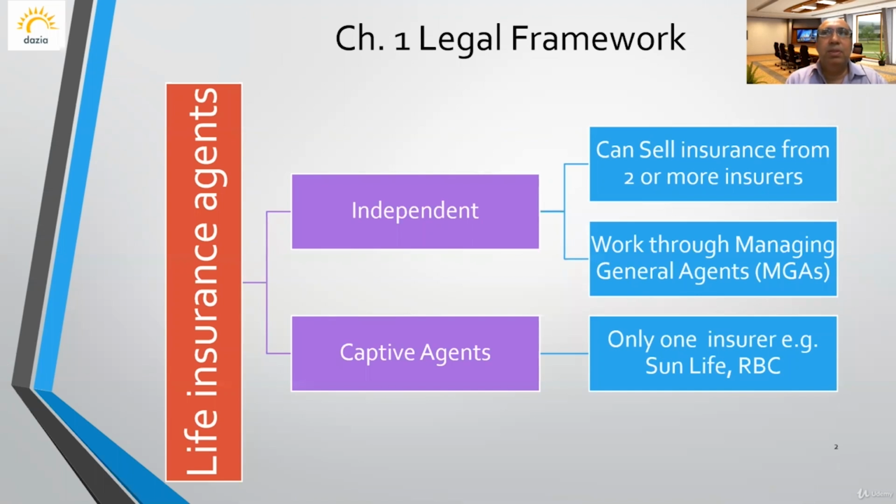Usually the independent ones are more comfortable with a few of the insurers, and they work through MGAs, which are the managing general agents. Those are like insurance brokerages. And then there are captive agents. They only work with one insurer. For example, insurance agents working with Sun Life, RBC or any other insurance company will be captive agents. So they are only dealing with the products of that company.